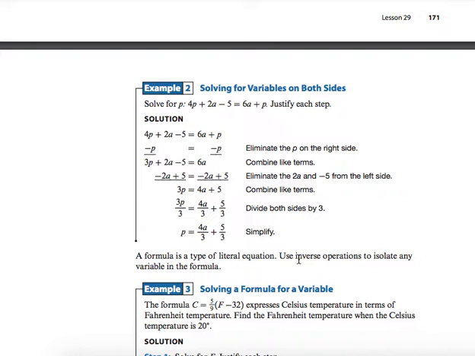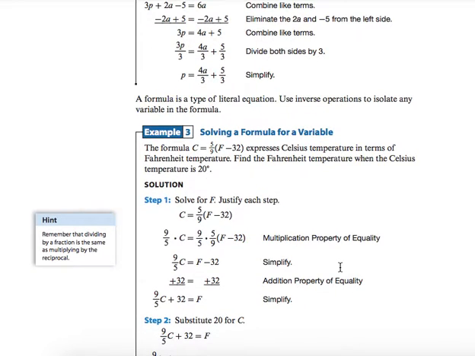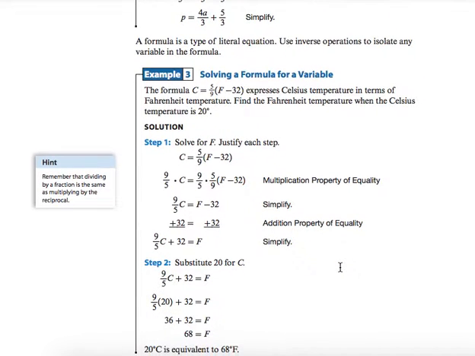The formula is a type of a literal equation. Use inverse operations to isolate any variable in the formula. For example, this connects us to science class in example 3. The formula C equals 5/9 F minus 32 is the expression for Celsius temperature in terms of Fahrenheit. So how do you convert Celsius to Fahrenheit? Because we know that those degree terms aren't exactly the same.